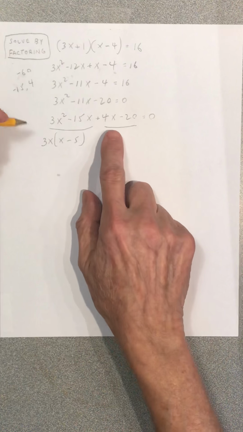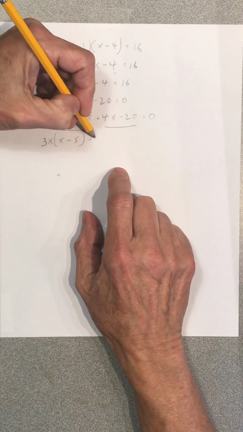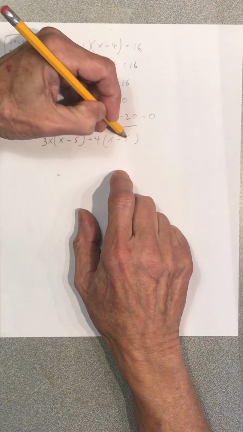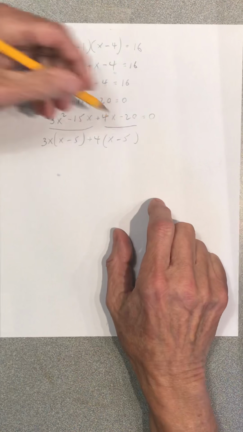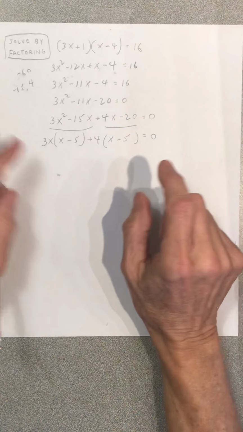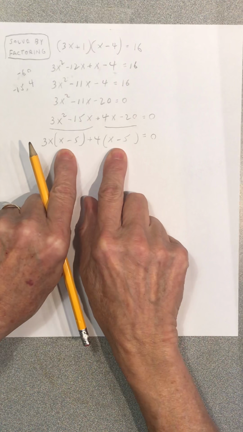Common factor for these two would be a plus 4. If I write plus 4 parentheses, what do I need in here? X minus 5. There's the 4x minus 20. Don't forget the equal 0. And if we've done everything correctly, these should match, and they do.